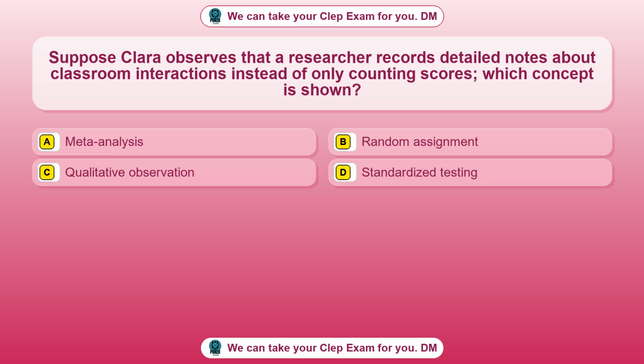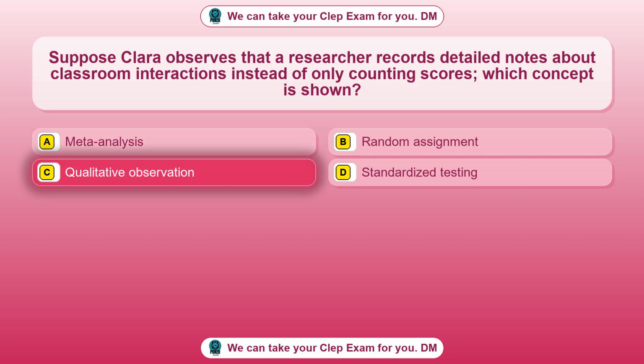Question 98. Suppose Clara observes that a researcher records detailed notes about classroom interactions instead of only counting scores. Which concept is shown? Option A, meta-analysis. Option B, random assignment. Option C, qualitative observation. Option D, standardized testing. The correct answer is option C, qualitative observation.